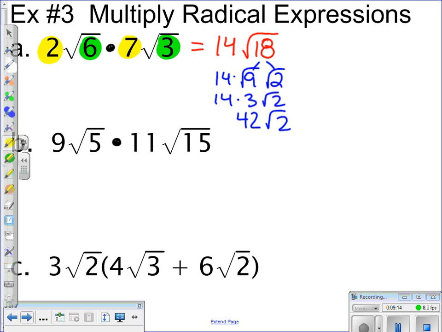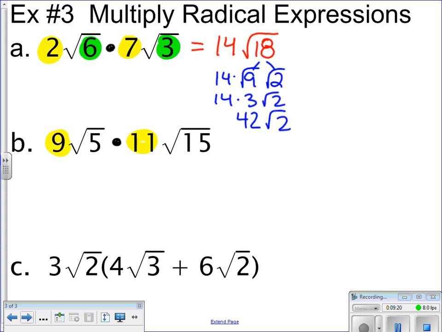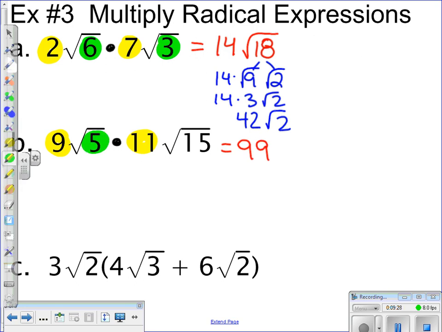So if you'd like to try B, go ahead and pause. 9 and 11. That makes 99. 5 and 15. That makes 75.